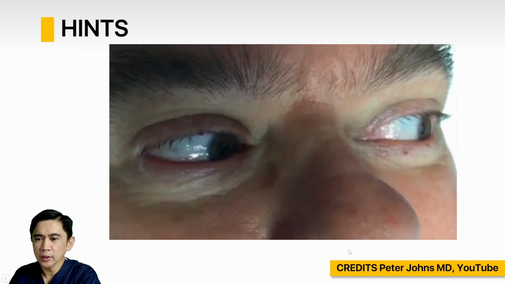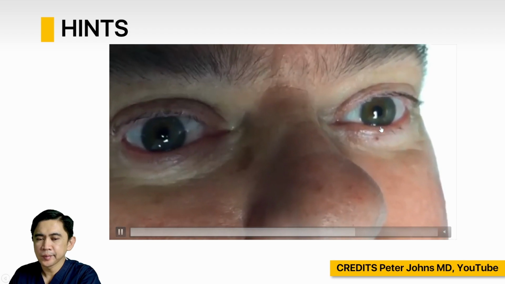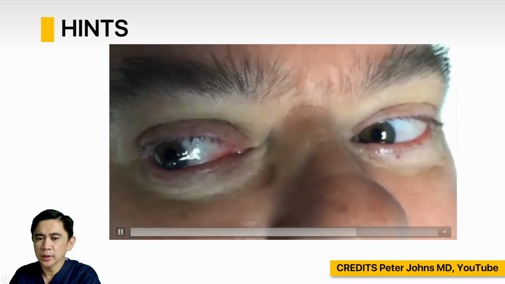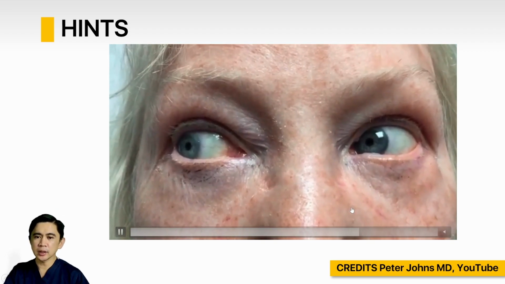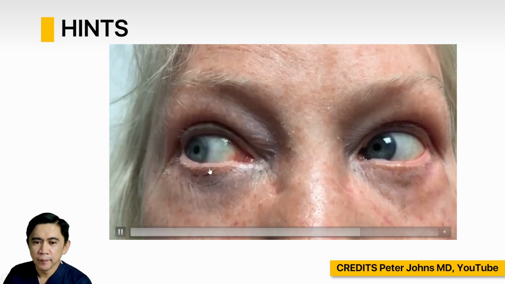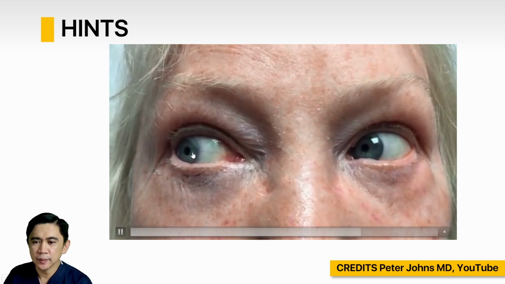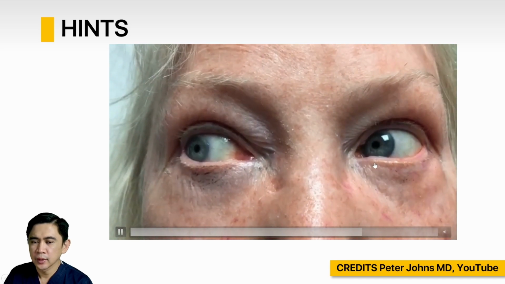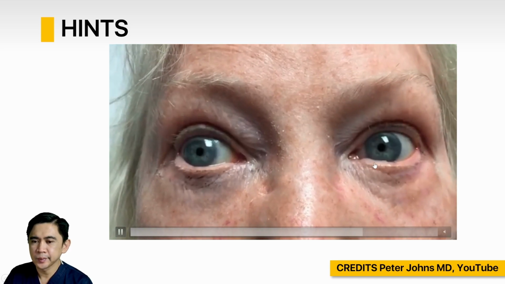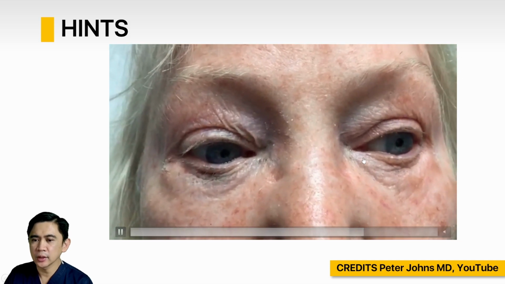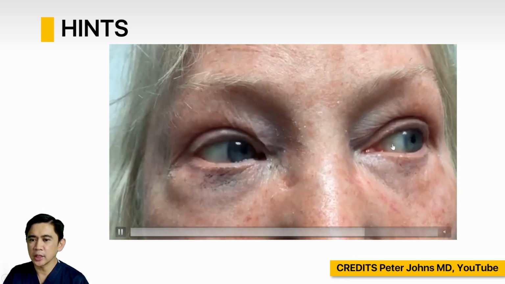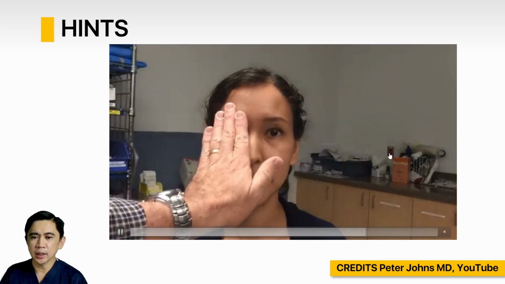So this is another video of horizontal nystagmus. There is no nystagmus on the right, but there is a horizontal nystagmus on the left. It only means that it is a peripheral lesion. However, in this case, there's a nystagmus on the right, and there's also a nystagmus to the left. This is direction changing, which implies a central lesion.